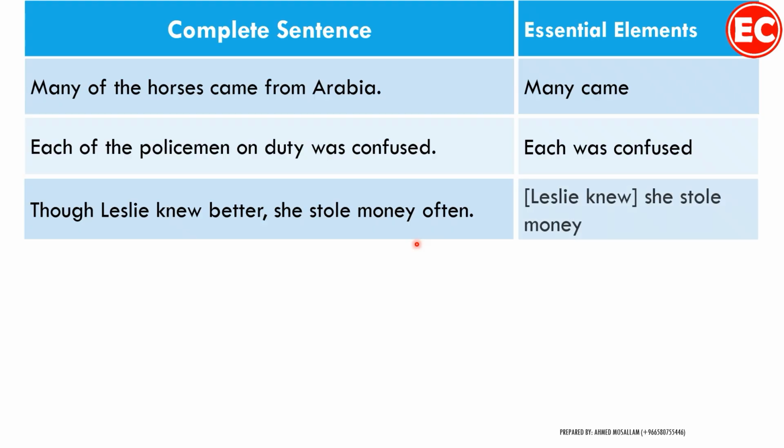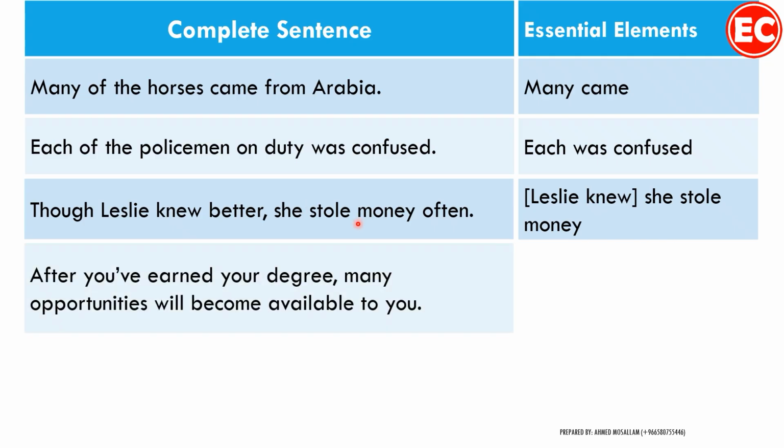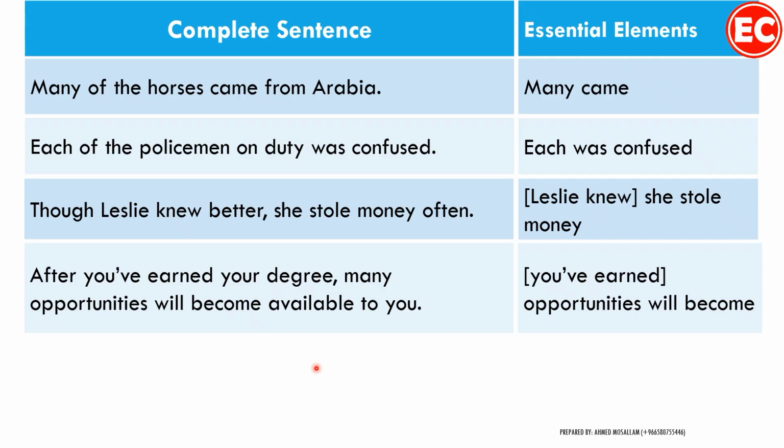Okay, now the answer. Yes, Leslie knew is the dependent clause, and she stole is the independent clause, subject and verb. Also here we have dependent and independent clauses. Do the same as the previous example: try to find out where the subject and verb are for the dependent clause and for the independent clause. Pause the video if you want, because the answer will be now. Okay, so you've earned and opportunities will become.